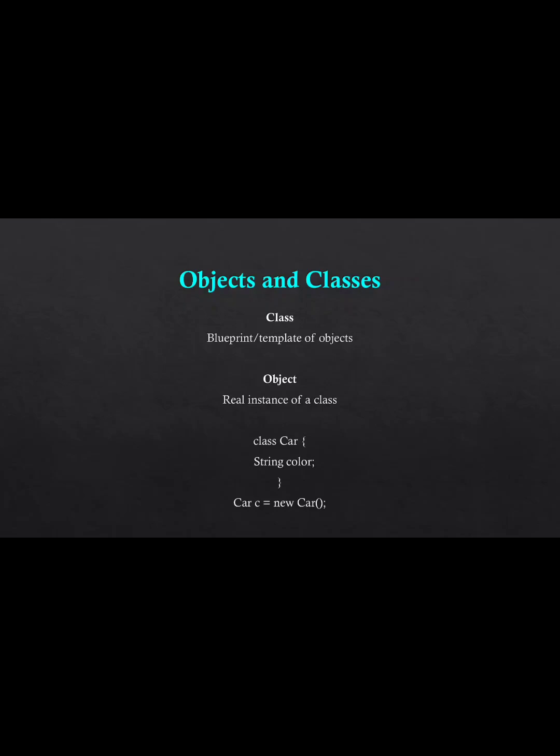Now, what is a class? A class is a blueprint or template of objects. And what is an object? An object is a real instance of a class. Let me give you an example. Suppose you are an architect. You are given a project to build a house. Now, you won't go into the construction site and immediately start building the house.